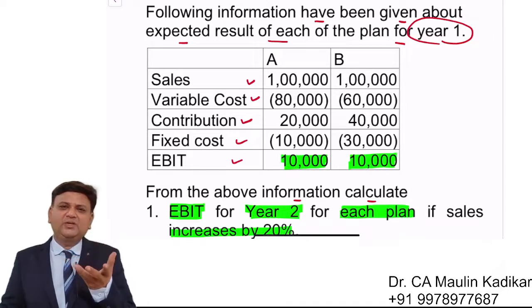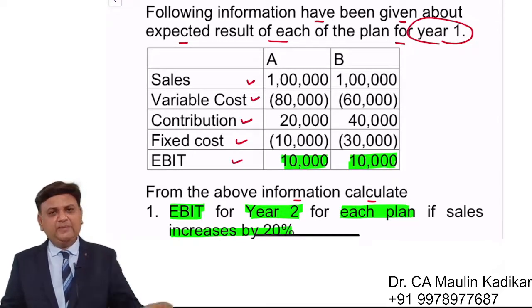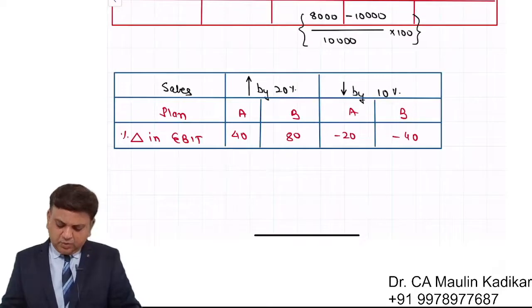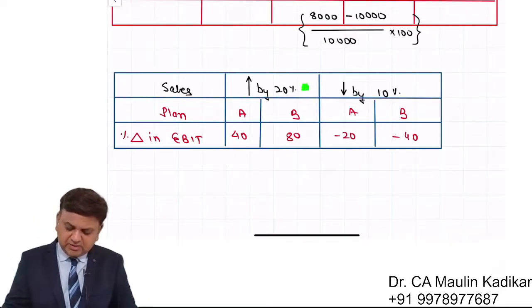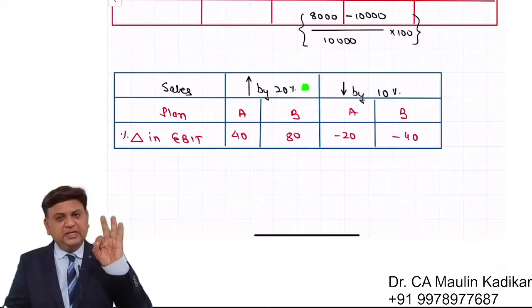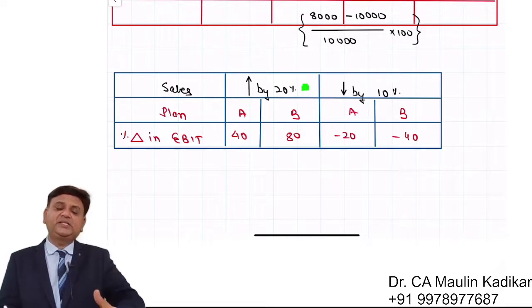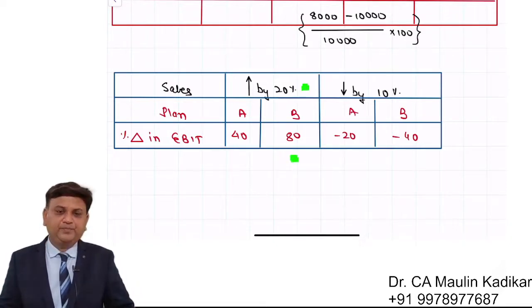So basically, looking at the first year result, I feel that I'm indifferent whether I go for plan A or plan B. Is it the way I'm supposed to answer? Or let me see further. What I can see is that if the sales increases, then the operating income will increase for both the financial plans. However, it increases at a higher rate in case of financial plan B.